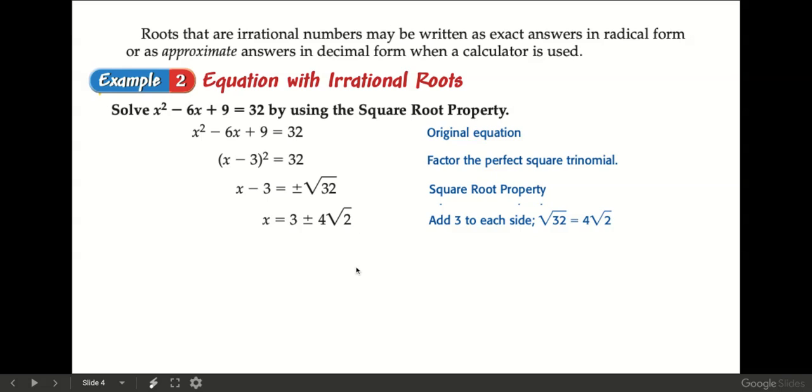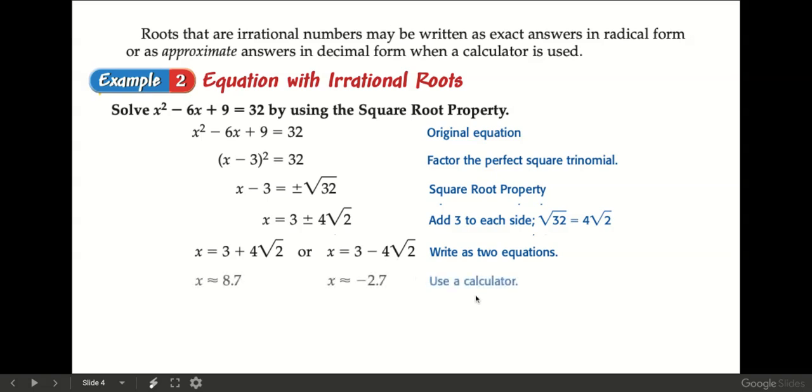Then if I take both of those roots, one where it's 3 plus 4 radical 2 and one where it's 3 minus 4 radical 2, I can use a calculator to approximate those values. I can put this into my calculator and it would give me 8.7 and then a non-repeating decimal. And this one would be negative 2.7, again continuing with a non-repeating decimal. So again, we'd approximate and just round. This would approximately be positive 8.7, and this would approximately be negative 2.7.